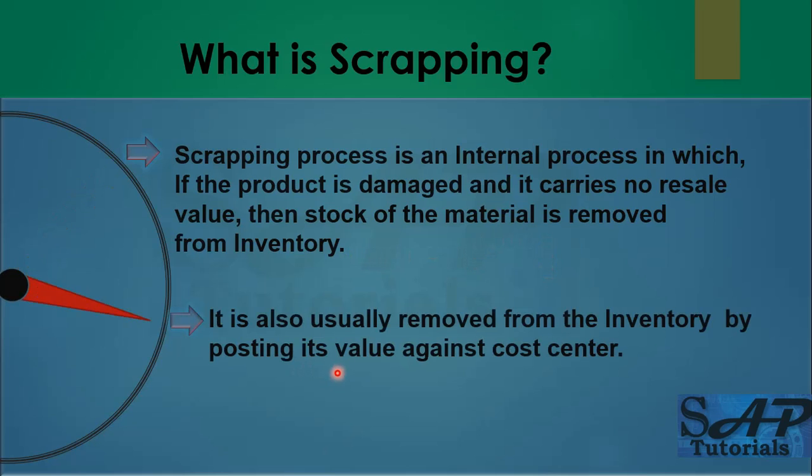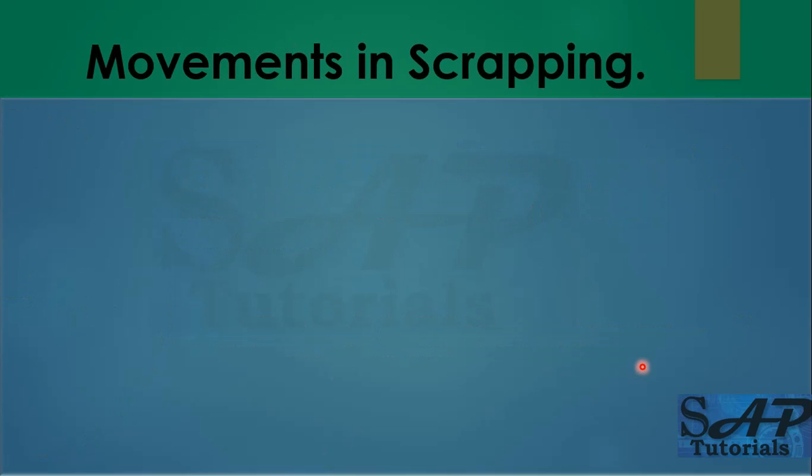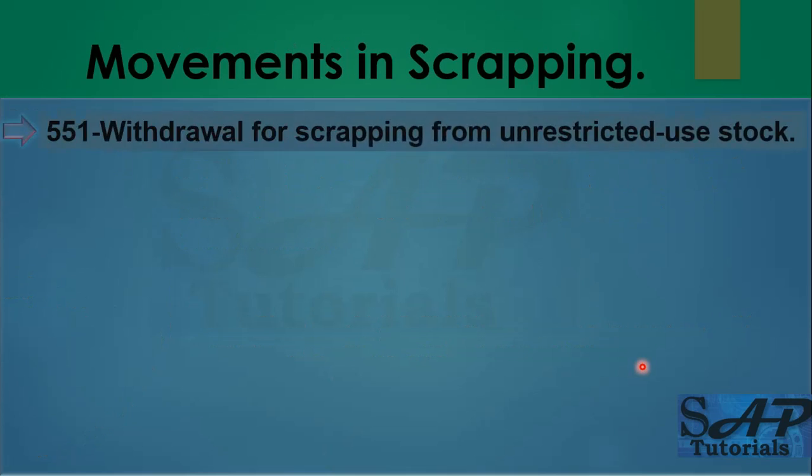It is usually removed from the inventory by posting its value against a cost center, most probably a scrapping cost center, which bears all the scrapping cost. As I said, it's a small topic, so there are certain movements that we use for scrapping. I will explain all these three movements here.